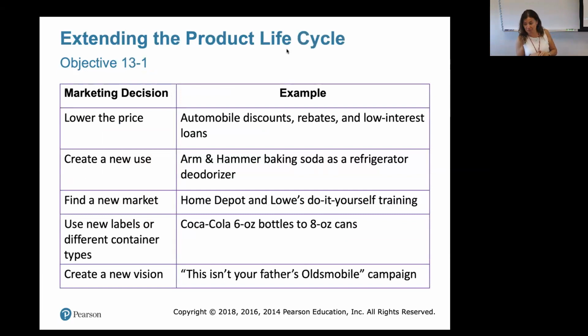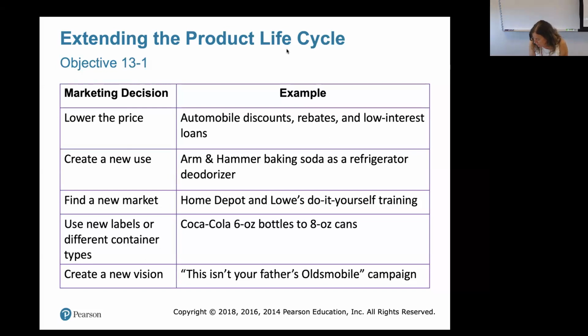So you can extend the product life cycle. When it starts declining, these are the things you can do. You can lower the price, right? And sometimes companies do that just to get rid of the inventory they have on hand. Sometimes they do it because they can still make good profits, right? So you see automobile discounts, now the new models are coming out, the 2024 models are coming out. You can get a discount on 2023 models, right? Rebates and low interest loans, if it requires a loan, such as a car loan, right?